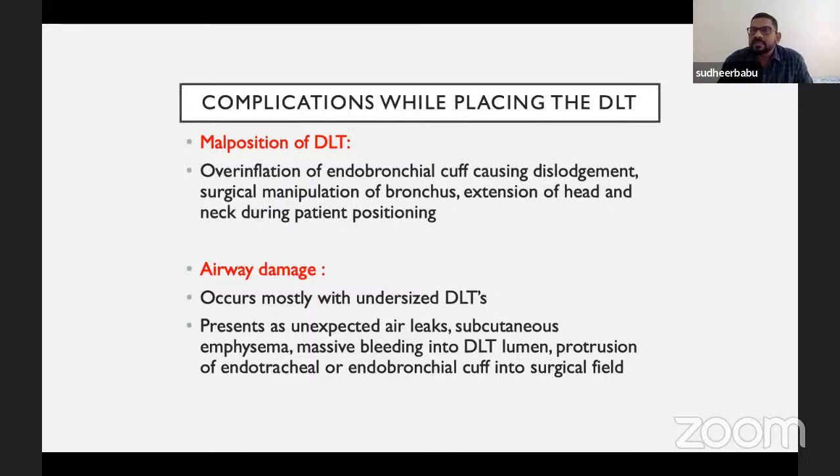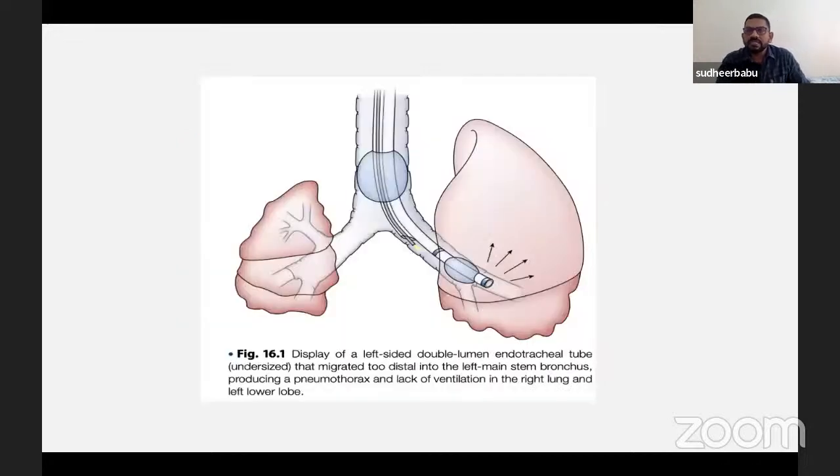Why does it happen? Because whenever you undersize the DLT, it migrates too much into one of the segmental bronchi, and even the tracheal lumen, the tracheal tube, will go into one side, the mainstem bronchus. Because of that, it can rupture the mainstem bronchus, and it may be ventilating only one segment, one lobe. Because of that, overinflation of this particular lobe and pneumothorax can happen.